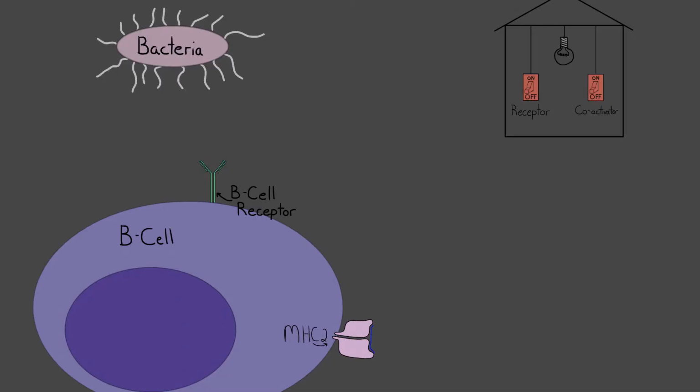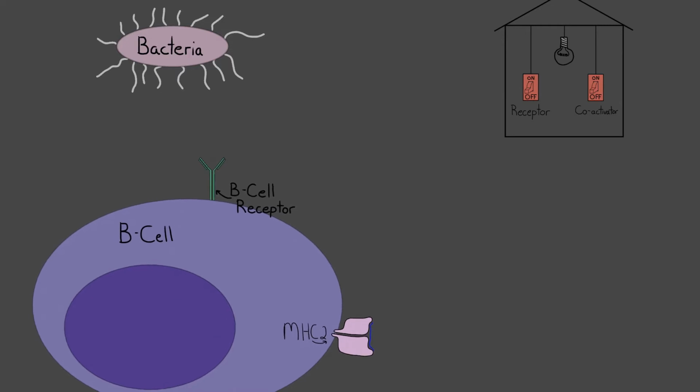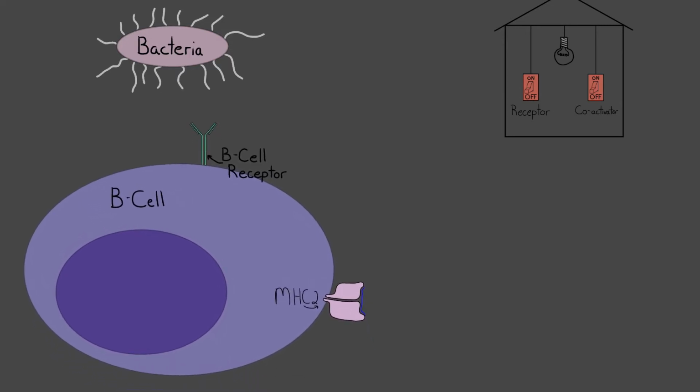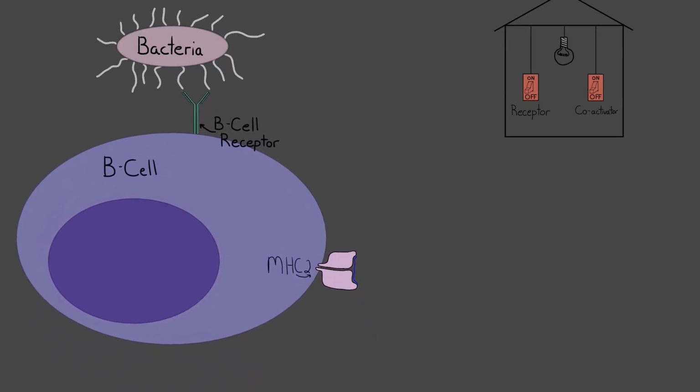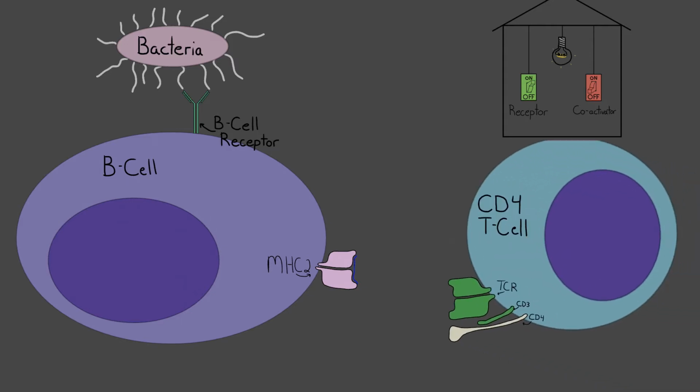The first switch still corresponds to the B cell receptor. If the receptor, which is the surface-bound antibody of the B cell, binds to an antigen, the first switch will be turned on. The second switch is the coactivator of the B cell and comes from helper T cells. When active, CD4 T cells make CD40 ligand. B cells have the receptor for this ligand, CD40.